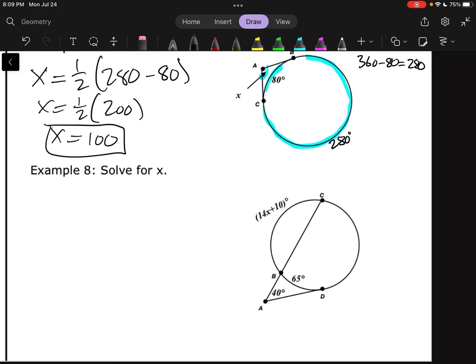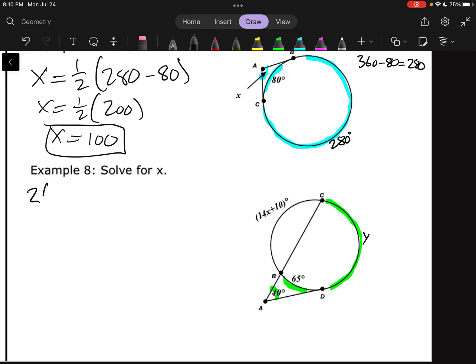This one's a little bit trickier. Here's the angle, right? And that angle should be this arc minus this arc divided by 2. Now, we don't know what that big arc is, and that 14x plus 10 is not really helping us right now. Here's what I'm going to do for the moment. I'm going to put a y over there, and let's figure out what that big arc is.